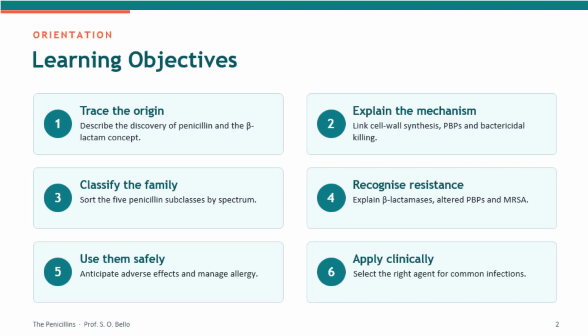By the end of this session, you should be able to trace the origin of penicillin and explain the beta-lactam concept, explain the mechanism of action and why these drugs are bactericidal, classify the whole family into its 5 subclasses according to spectrum, recognize the main mechanisms of resistance, including how MRSA defeats us, anticipate the adverse effects, and confidently manage a penicillin allergy, and finally, apply all of that to choose the right agent for a real patient.